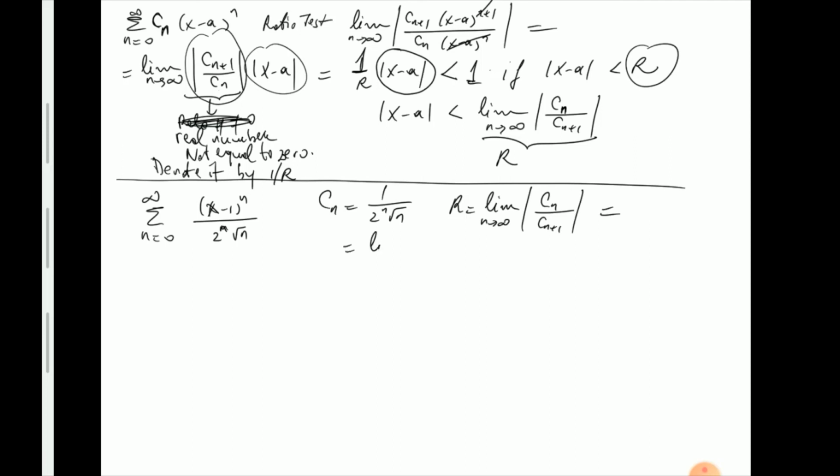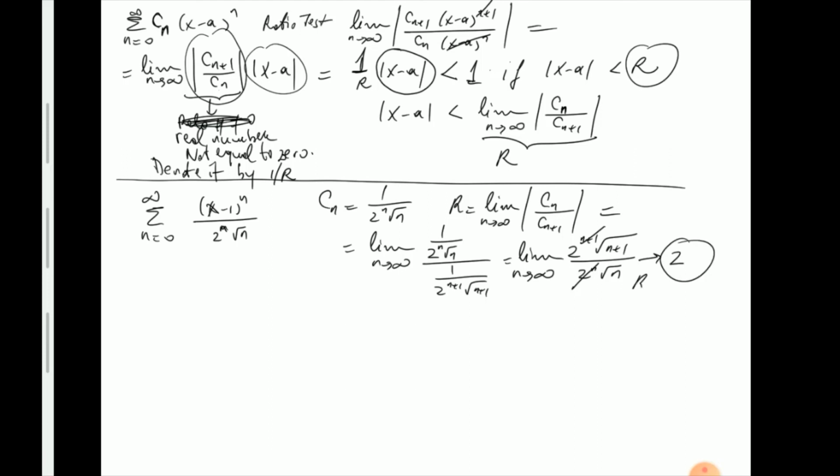Here the absolute value doesn't have any meaning because these are positive numbers. So it's going to be 1 over 2 to the n square root of n divided by 1 over 2 to the n plus 1 square root of n plus 1. Simplify this a little bit: 2 to the n cancels, and you're left with 2 on the top, and this approaches 2, right? Because root n plus 1 over n approaches 1.